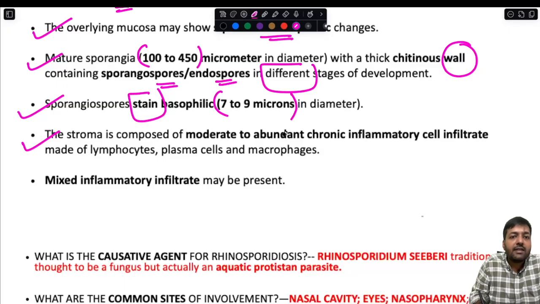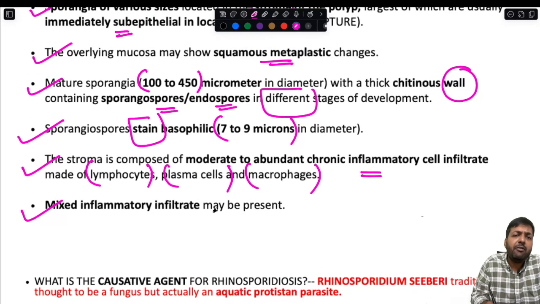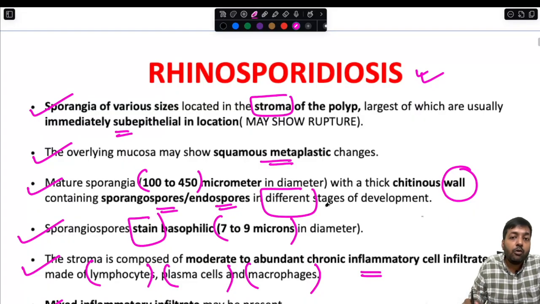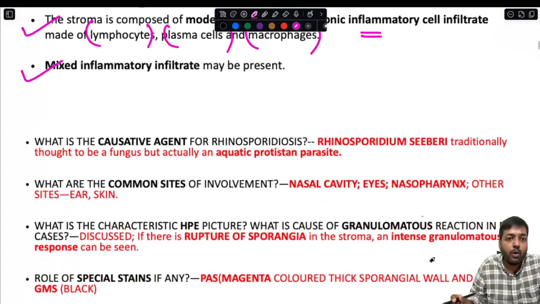The stroma is composed of moderate to abundant chronic inflammatory cell infiltrate comprising lymphocytes, plasma cells and macrophages. Sometimes a mixed inflammatory infiltrate may be present, that is, acute and chronic inflammatory cells may be present as well. Okay, so this is about your HP features of rhinosporidiosis.